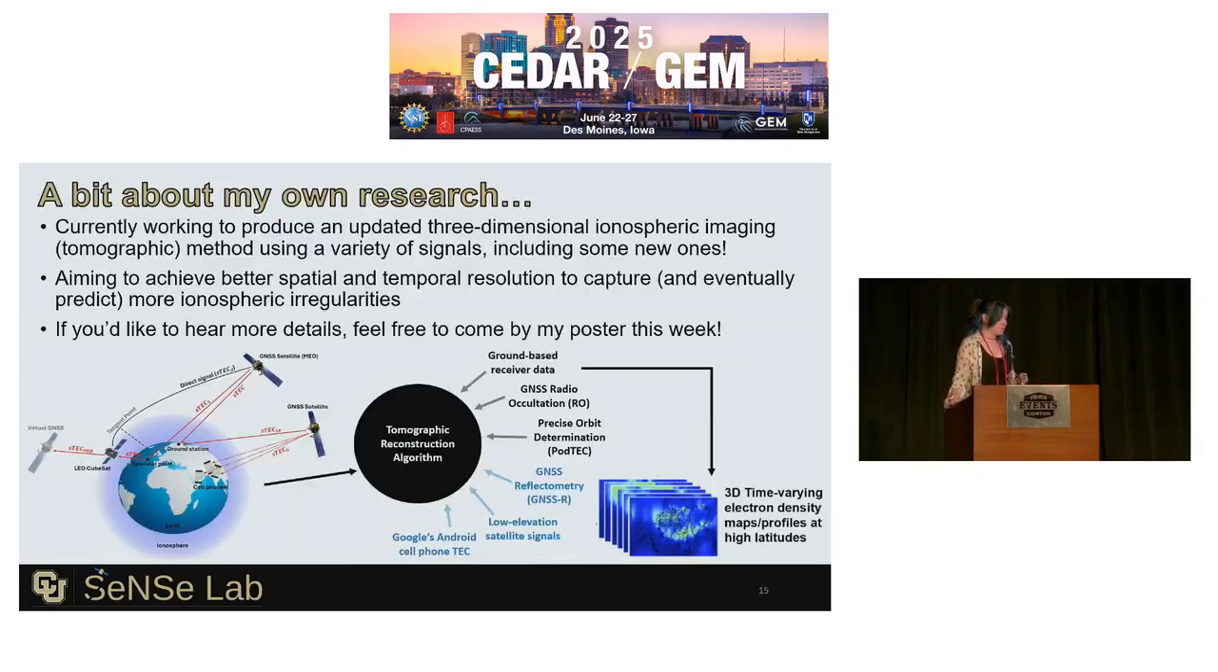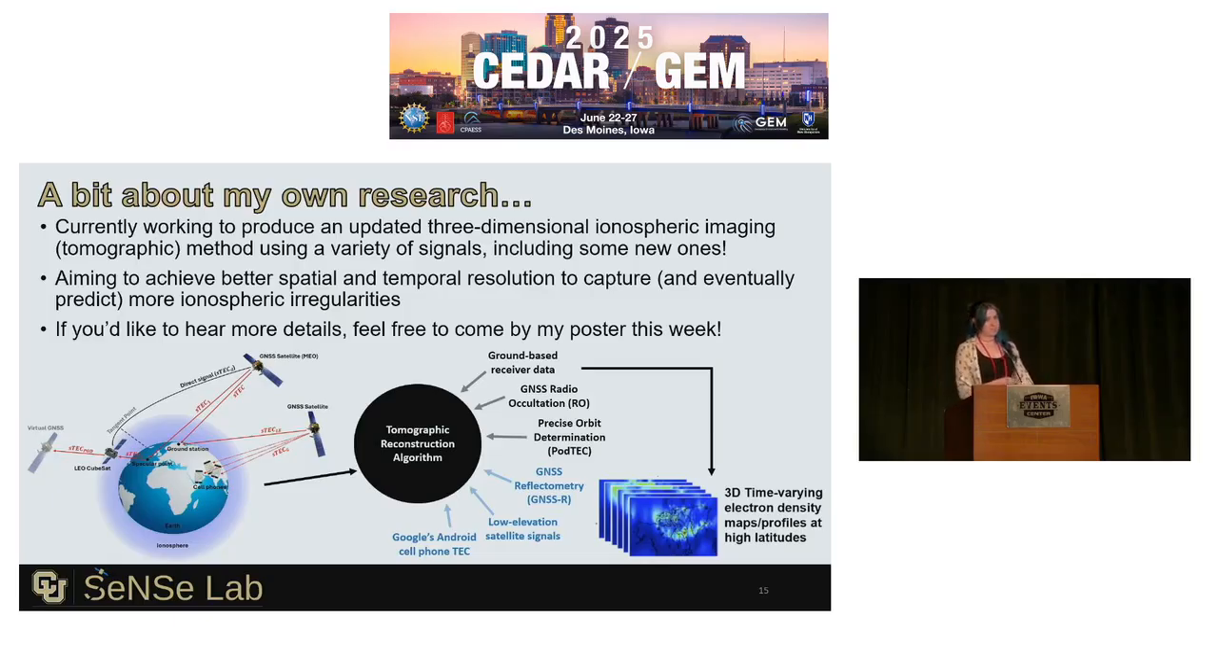A little on my specific research: I do three-dimensional modeling of the ionosphere using those electron density measurements, as I stated. I'm trying to produce an updated model with a bunch of new and exciting satellite signals like reflected signals and low elevation signals to achieve better spatial and temporal resolution, since it's hard to get that from one source, but it's a lot nicer if you can combine a whole bunch of sources that bring different advantages.